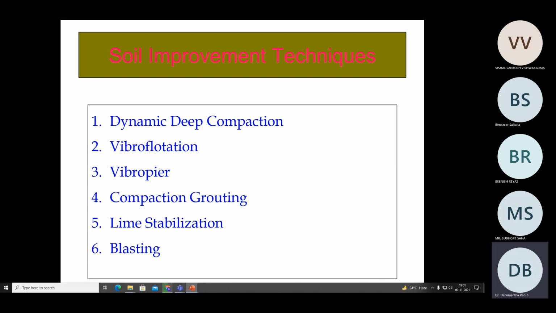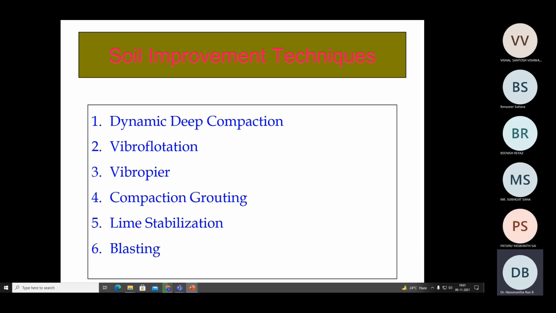If you look at several soil improvement or ground improvement techniques, a few of them are listed here, like deep dynamic compaction, vibroflotation, vibropiers, compaction grouting, lime stabilization, and blasting. If you look carefully, the majority of these techniques are applicable to granular soils like sands.